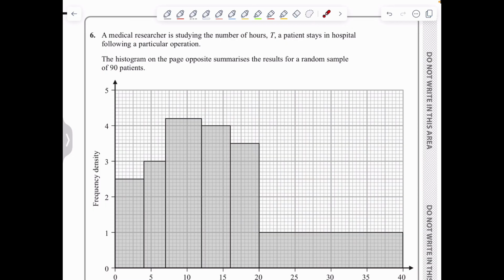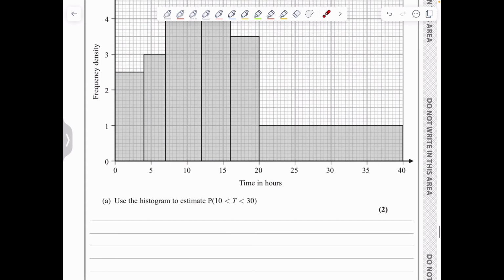In question 6, we've got a medical researcher studying the number of hours, capital T, a patient stays in a hospital following a particular operation. We've got the histogram summarizing the results for a random sample of 90 patients shown here. And we need to use the histogram to estimate the probability that T is between 10 and 30.